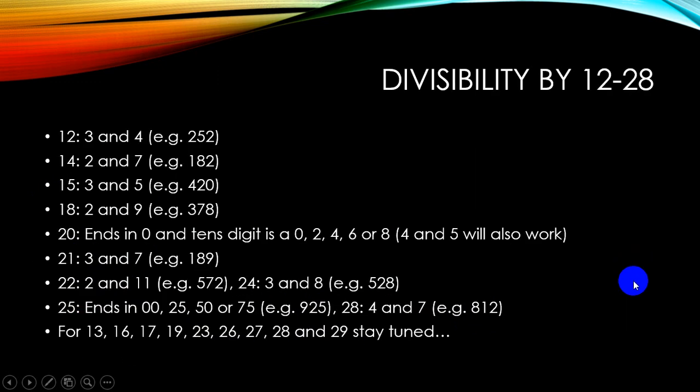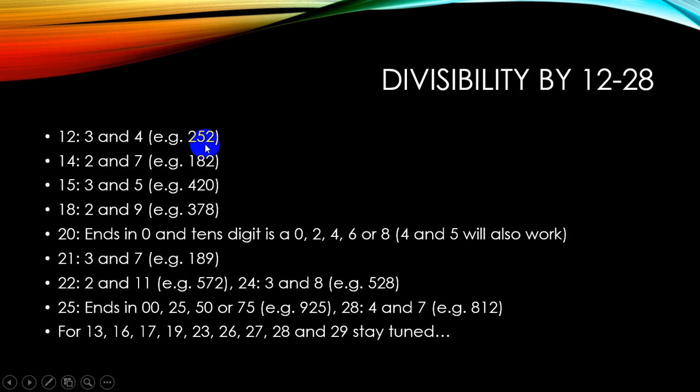So now we look at the new rules, and we're kind of putting things together here. For divisibility by 12, you look for 3 and 4. 2 and 6 won't work since the LCM of 2 and 6 would be 6. So you look for divisibility by 3 and 4. An example would be 252.